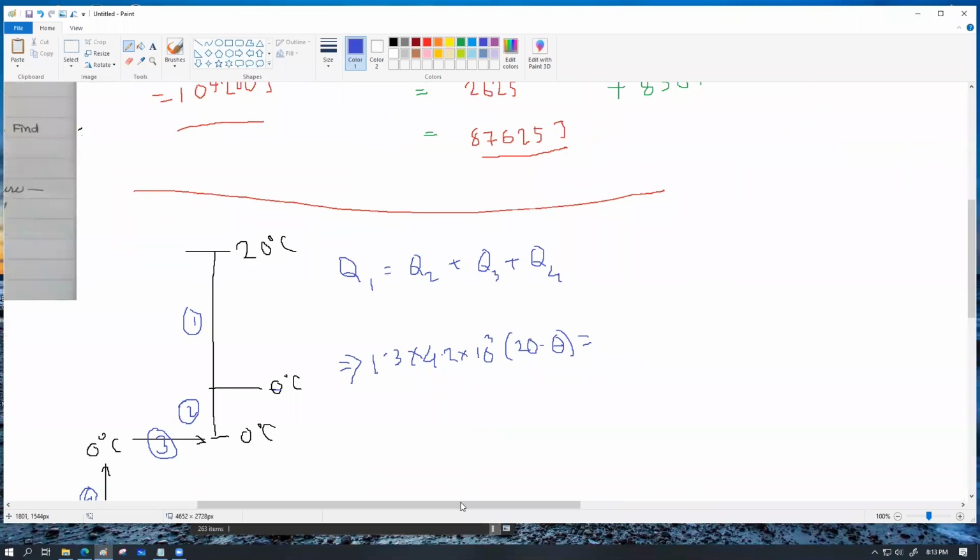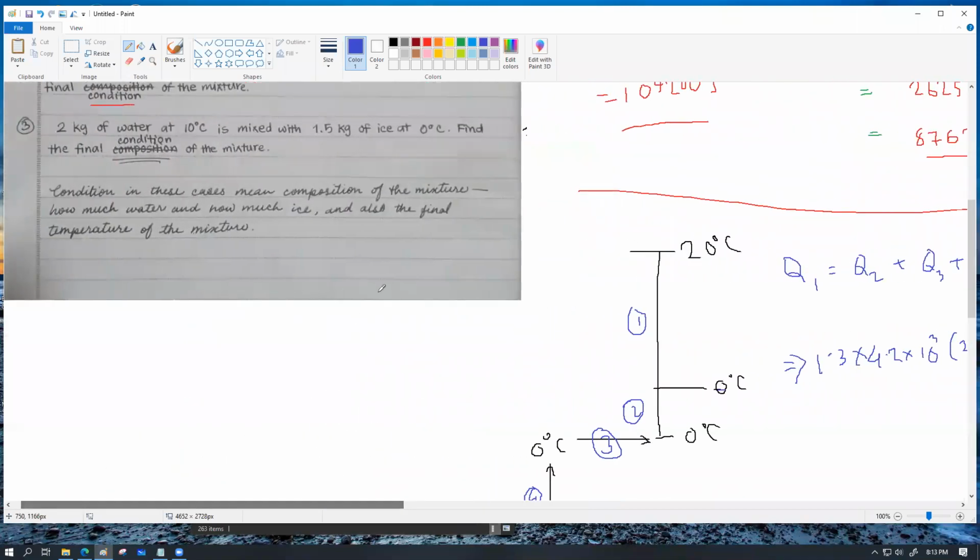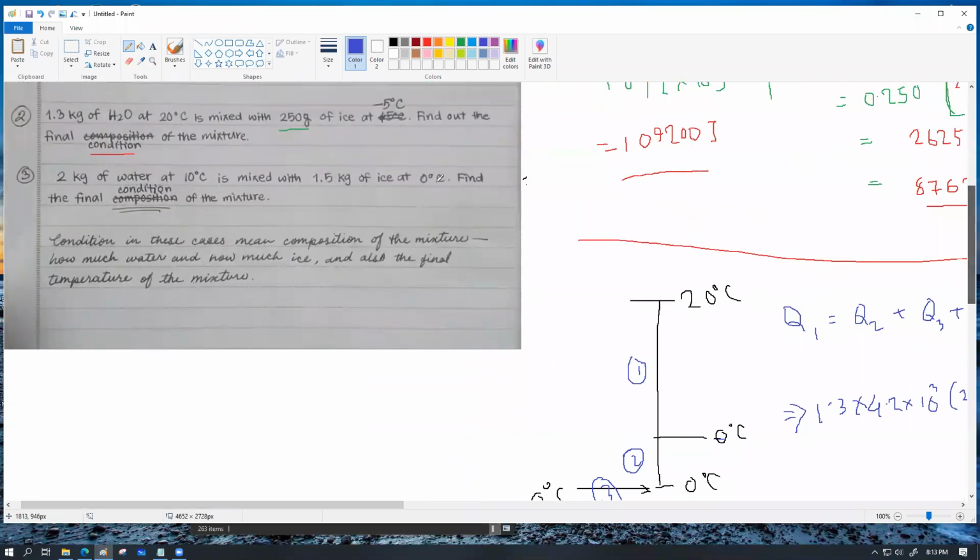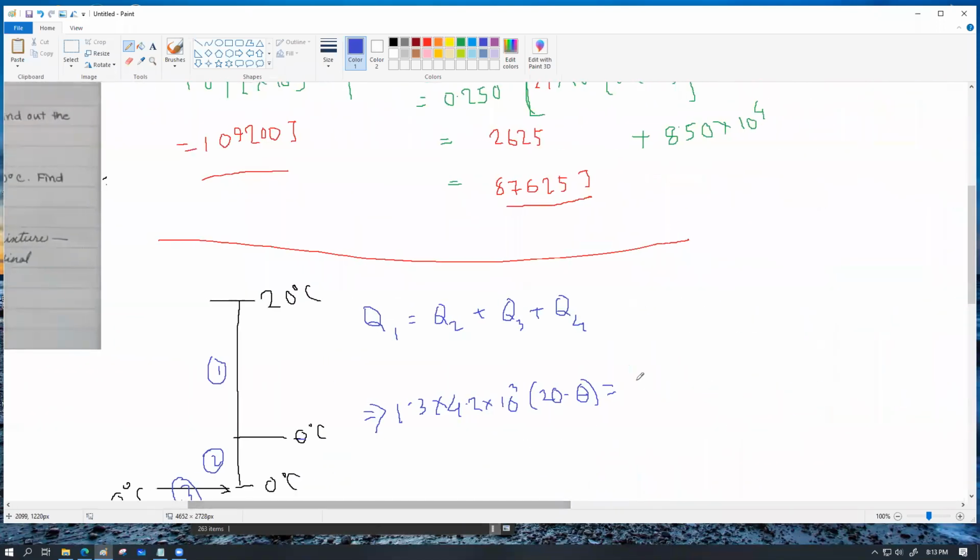How much was the mass of the ice? 250 grams, right? So this amount of water that's going to heat up, the mass of this water exclusively is going to be 250 grams. So I might as well write 0.250 multiplied by 4.2. Now it will no longer be 2.1, because now this has already converted into water, into 10 to the power 3 into (theta minus 0).